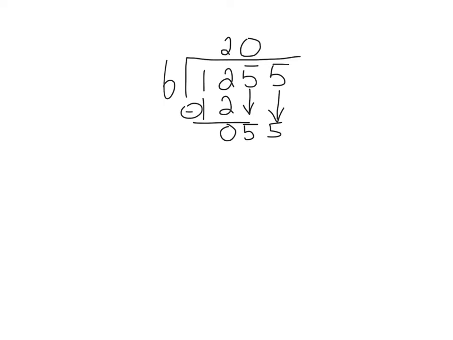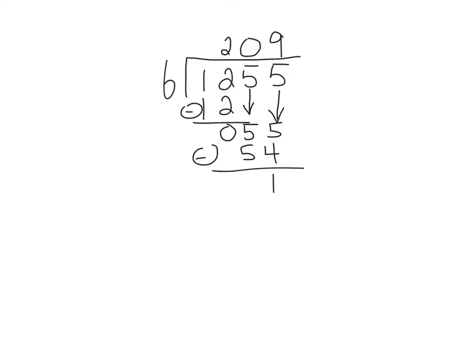So we go 9, and then 9 times 6 gives us 54. And then we subtract those, and we end up getting 1. So when we do 1,255 divided by 6, we get an answer of 209 plus a remainder of 1.